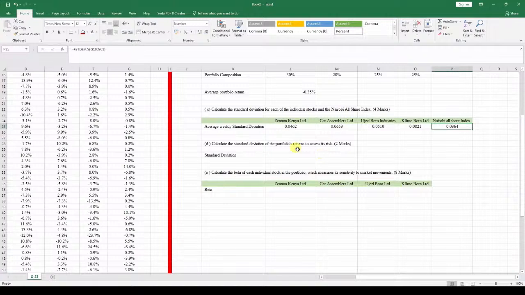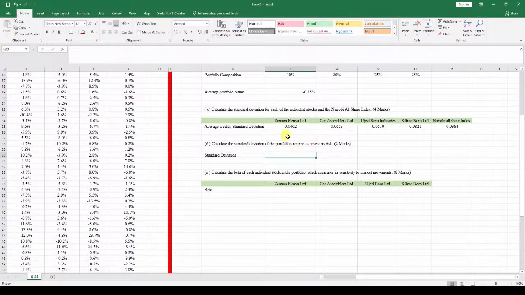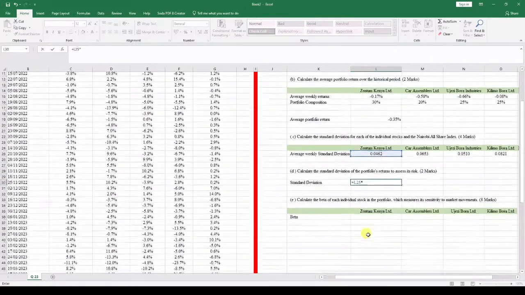Part D, we are asked to calculate the standard deviation of the portfolio returns to assess the risk. And we're saying for us to be able to do that, we will need to consider the weights. We've already had the standard deviation over here, but now we need to factor in the weights. We pick that standard deviation times its corresponding weight. The corresponding weights were given to us over here.